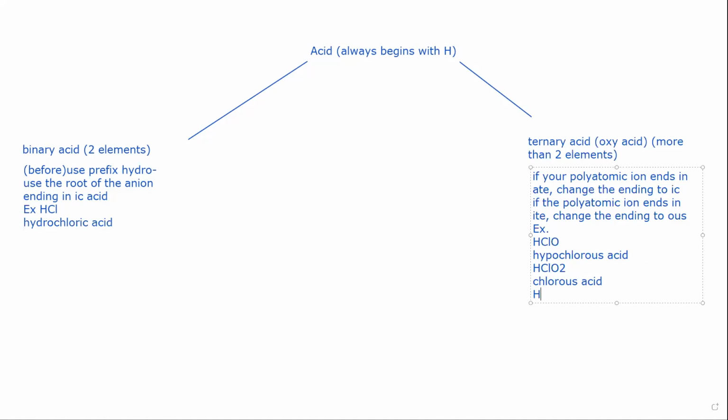Then we have HClO3. This one is known as chlorate, so you take the ate off and add ic, and then acid. And then the last one is HClO4. This one is known as perchlorate, so take the ate off and put ic. I am putting acid after all of them, and it doesn't take that long. All right, so there you go.